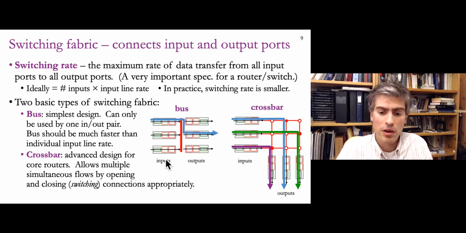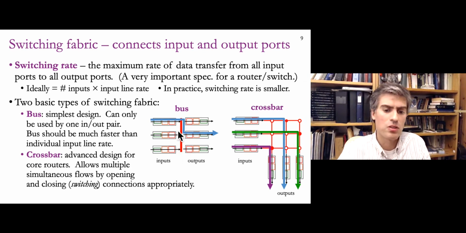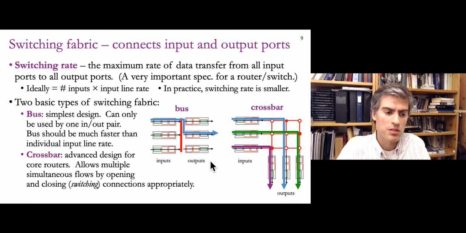In order to support all of them at once, you need an interconnection in between that is really fast, and that could be expensive to build. Okay, we'll see two basic designs to try to give you an intuition for why it might be difficult to build a fast interconnect or switching fabric between the inputs and outputs.